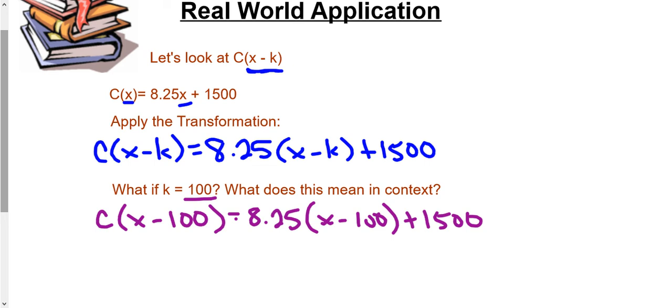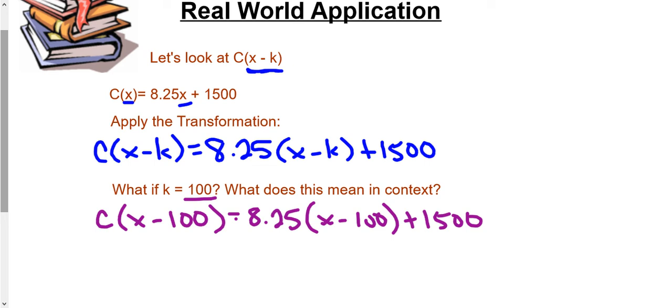And if we have that minus k in with x, it means it's going to affect the number of books in some way, the number of books that are costing me money. So normally, it costs me $8.25 per book, right? But in this case, I'm subtracting from the number of books that I am spending money on, okay?